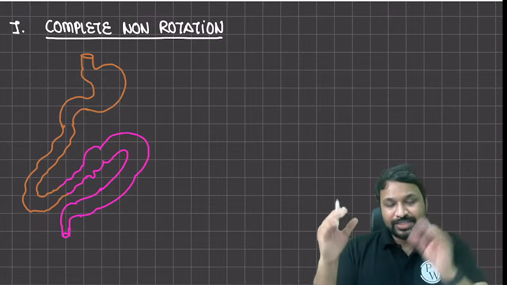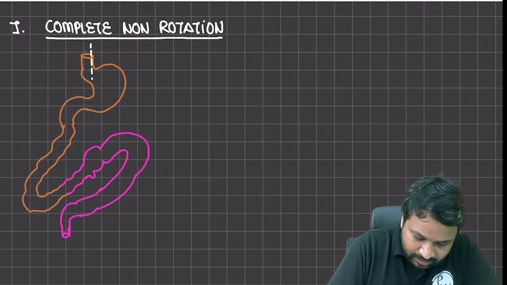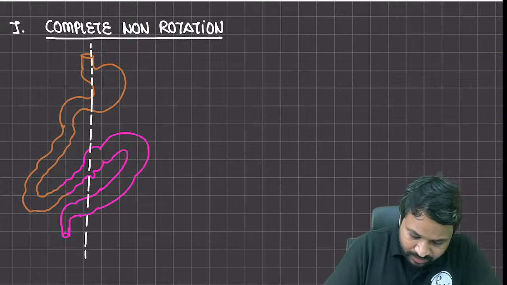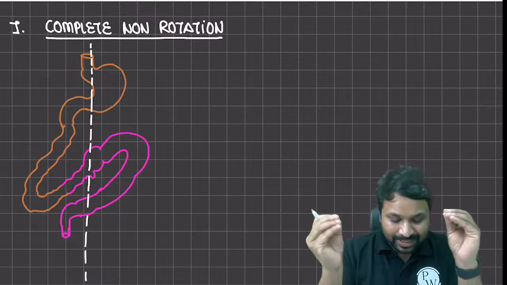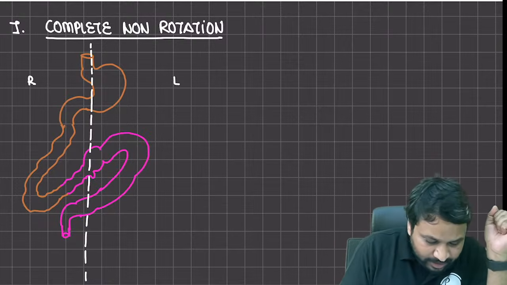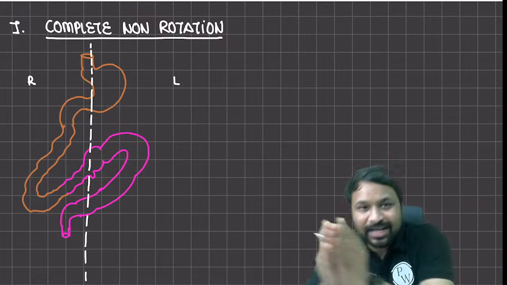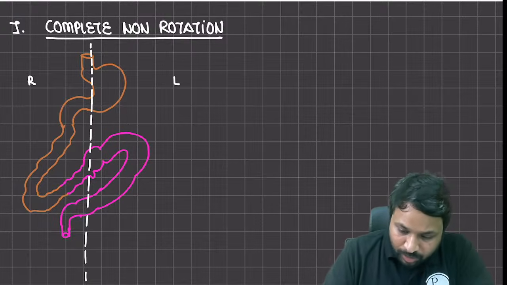The problem is you can see the entire small bowel. If I take the axis, if I divide the entire component as this, now you can see this is on the right side, this is on the left side, right? So you will see the entire small bowel stayed on the right side, the entire large bowel stayed on the left side. Problem is not that.